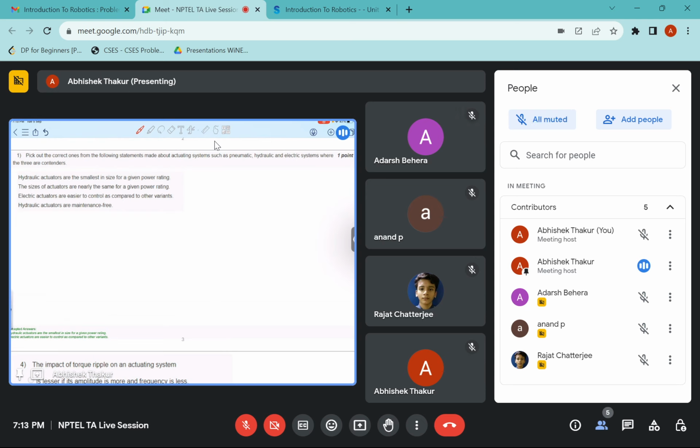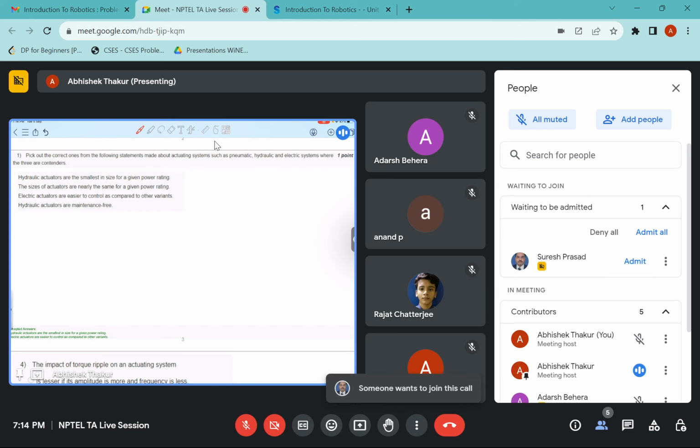So the first option is hydraulic actuators are smallest in size for a given power rating. Yes, this is the correct option. The size of the actuators is nearly the same for a given power rating. This is wrong, it depends on the types of actuators as well. Electric actuators are easier to control as compared to other variants. Yes, it is very easy to control because you just give the input voltage and get some mechanical rotation as output. Hydraulic actuators are maintenance free. No, it's wrong, maintenance is required. So options A and C are correct for this first question.